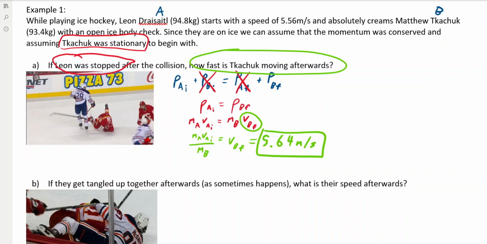Okay, so similar sort of thing for the second part, or part B of this question.